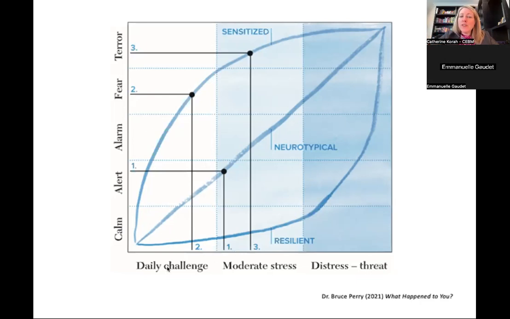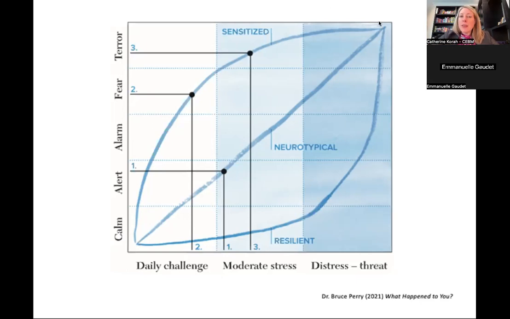And so when they're just faced with a daily challenge, they are in the space of being calm and alert, but they're not quite alarmed until they are faced with moderate stress. And if you continue on, then when there's a distressful situation, of course, they're in a place of fear or terror, but this is understandable given the circumstances. And so we can see that the neurotypical individual's reaction to the circumstances is really quite proportionate.